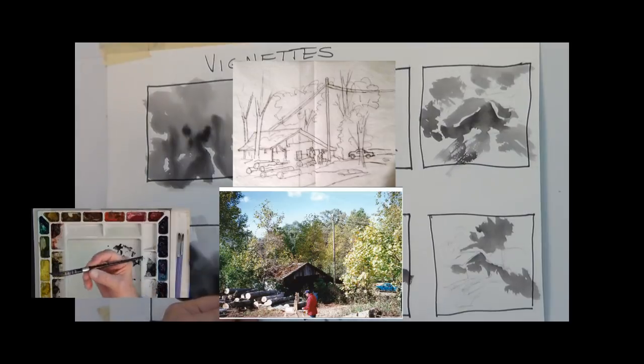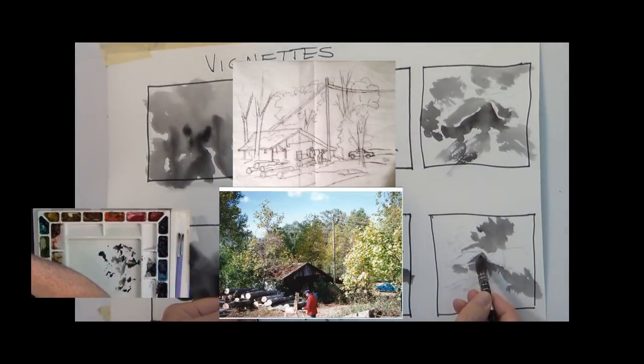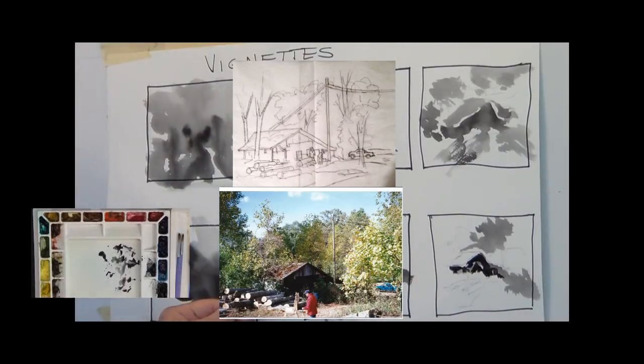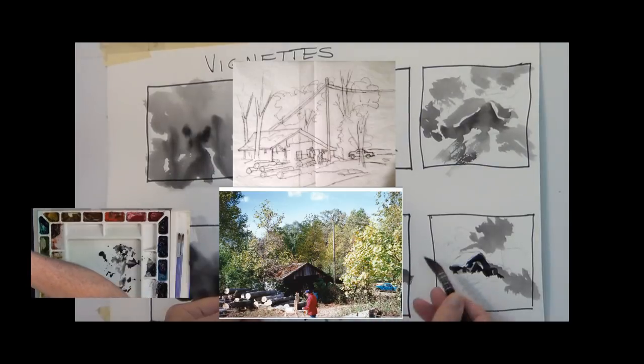Okay, what else here? This has got to be really dark here. I'm trying to get 3 values. Remember how I do my value maps? Try to find 3 values. So my white could be 1 value, my mid-tone could be the 2nd value.